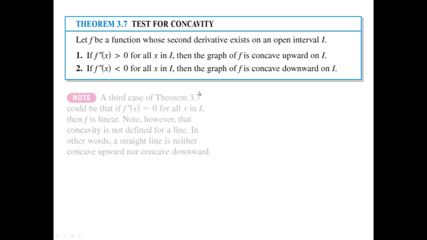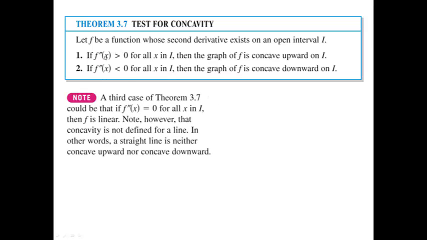Okay, and there's one more case here. You have to remember that besides being positive or negative, it could be equal to 0. Well, when it's equal to 0, then that graph is linear and it's not concave up or down. If you think of a linear line, then that one is not going to be concave up or down.